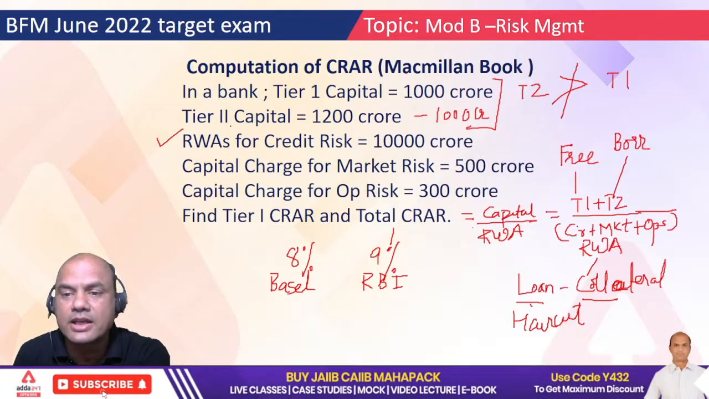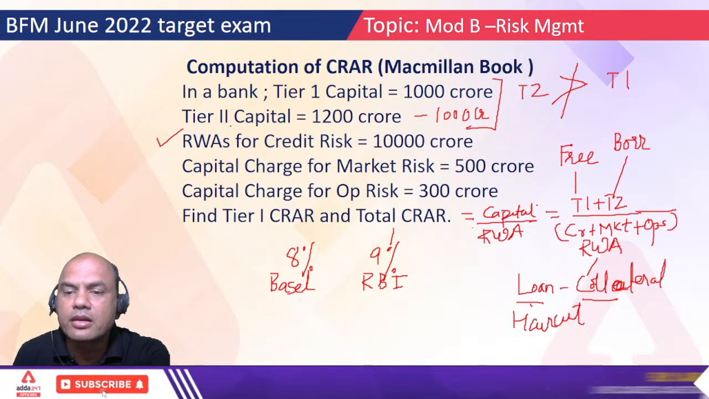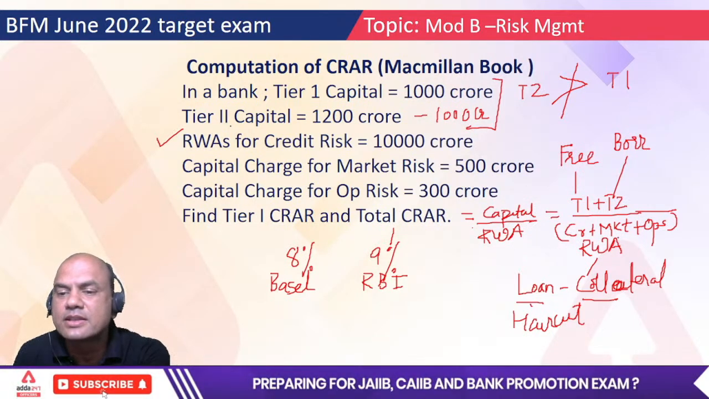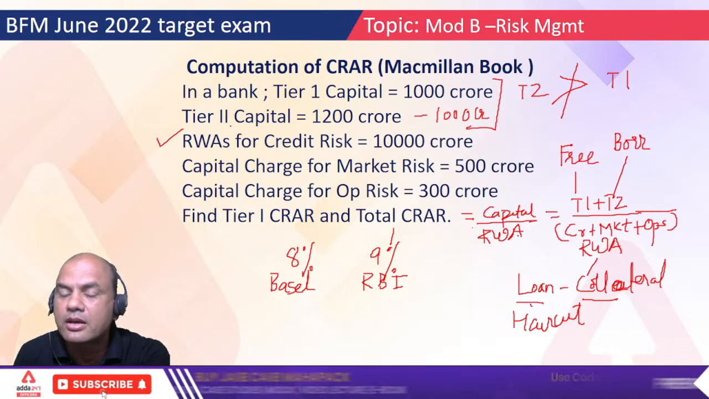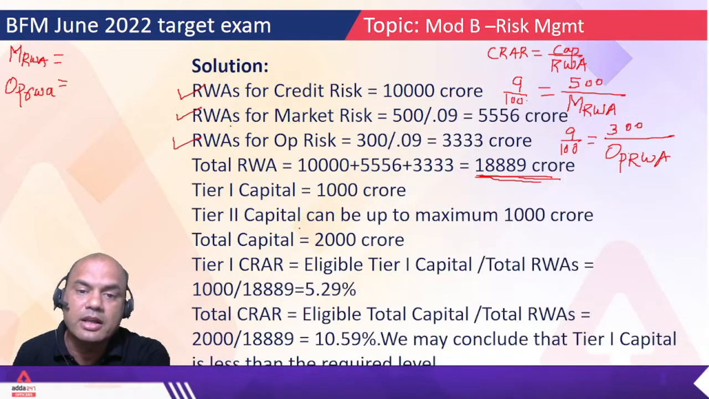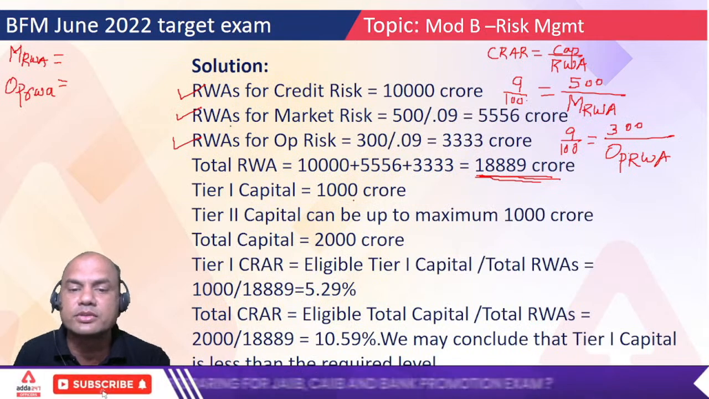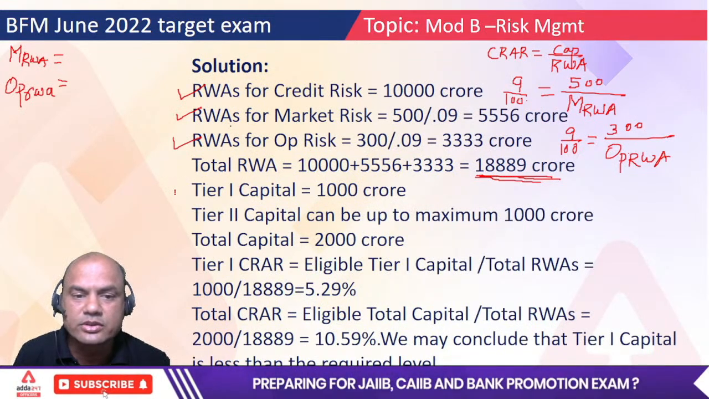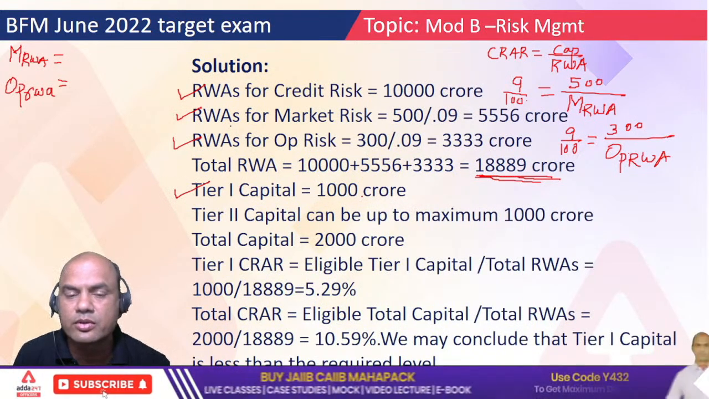Again, the formula for CRAR is what? Capital upon RWA. What is capital? T1 plus T2 upon all these 3 RWA. We have found out the denominator. Now, let's check the numerator. So what is the numerator? Tier 1 capital is given as what? 1000 crores. Okay, tier 1 is 1000 crores.